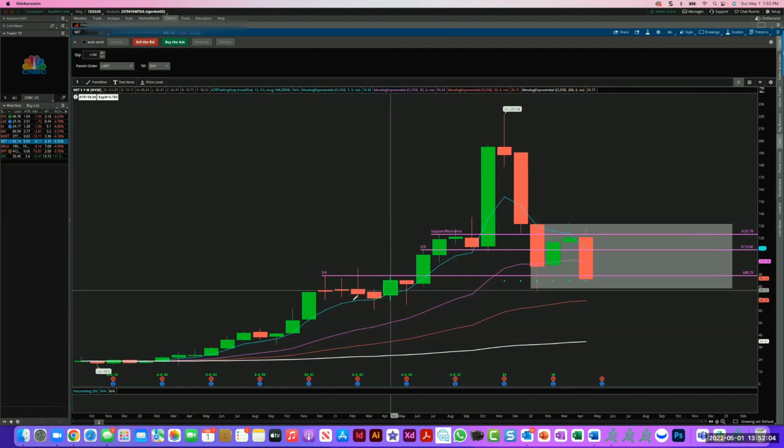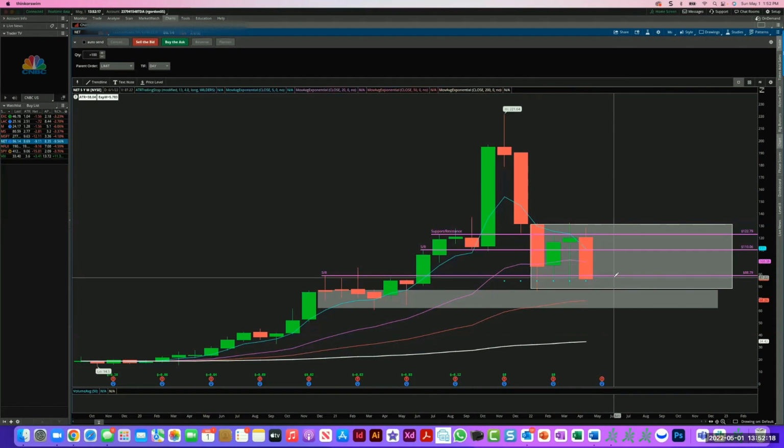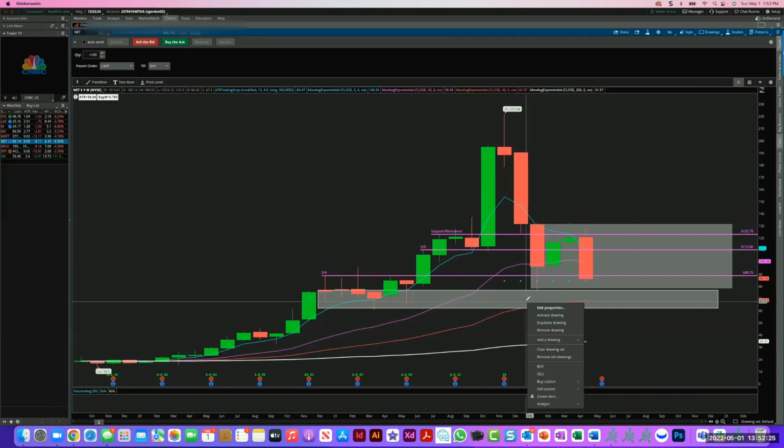And there is also a consolidation here as well. So this could be a demand zone. I'm going to start from here. So this could be a demand zone if it falls through here. But if it falls through this support level, it's quite likely that it's going to continue a decline.